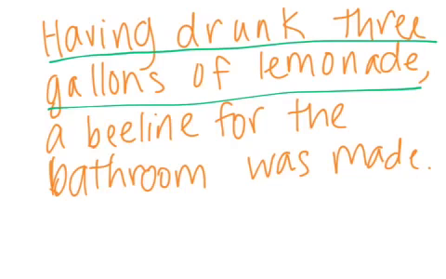A corrected sentence would be, having drunk 3 gallons of lemonade, let's say Jill, Jill made a beeline for the bathroom. Or, after she drank 3 gallons of lemonade, Jill made a beeline for the bathroom.